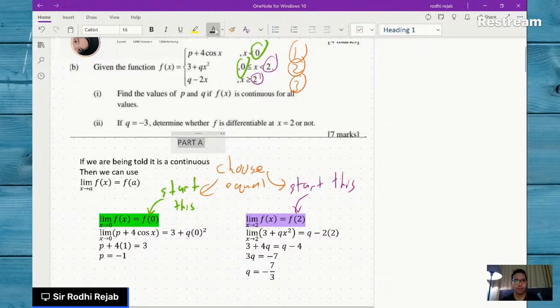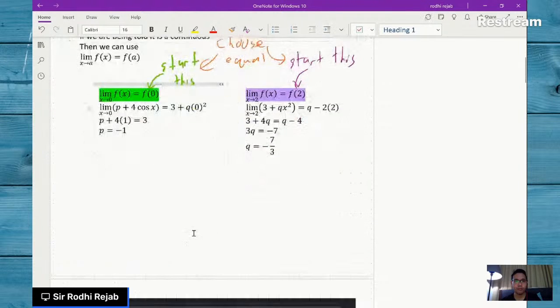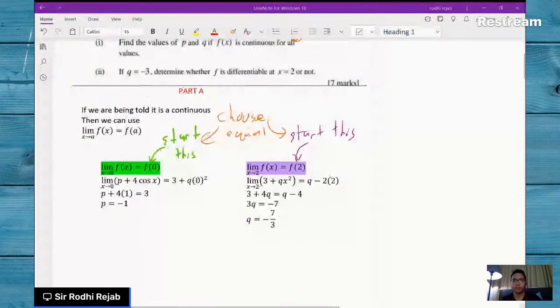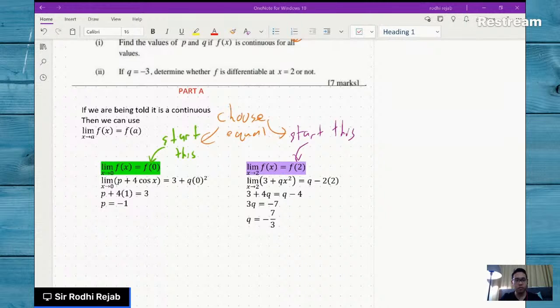Part B, I have very bad news for you. I didn't memorize it as well. We need to look at the solution. No, I mean the formula. Differentiable at X or not. The formula first before I begin. Internet very slow.